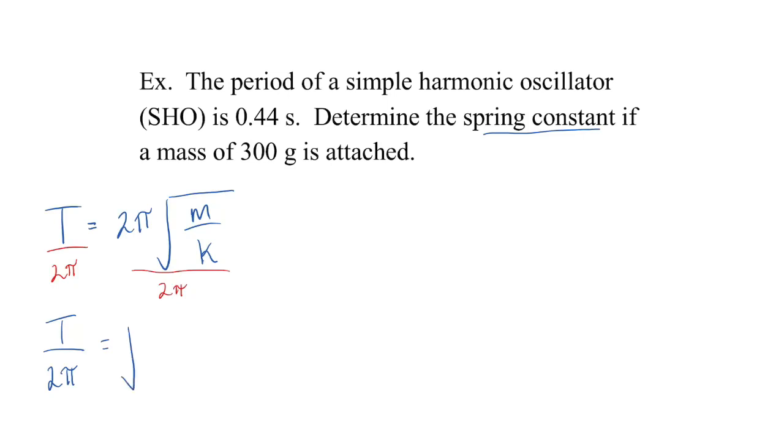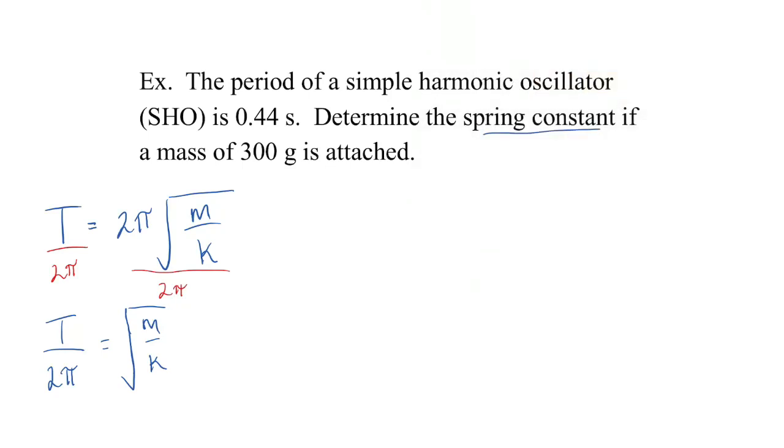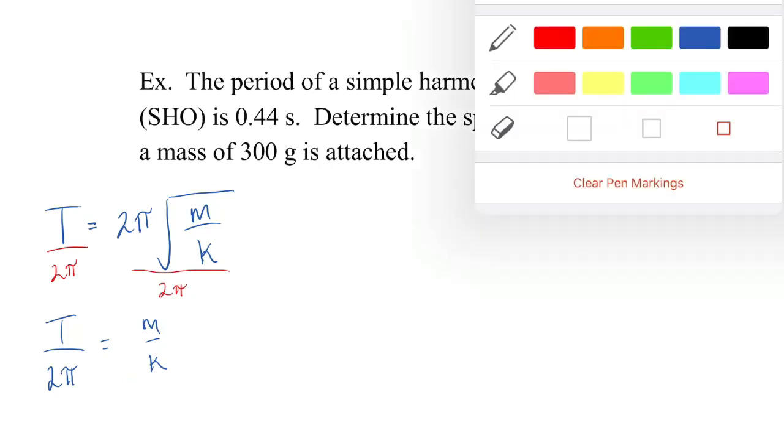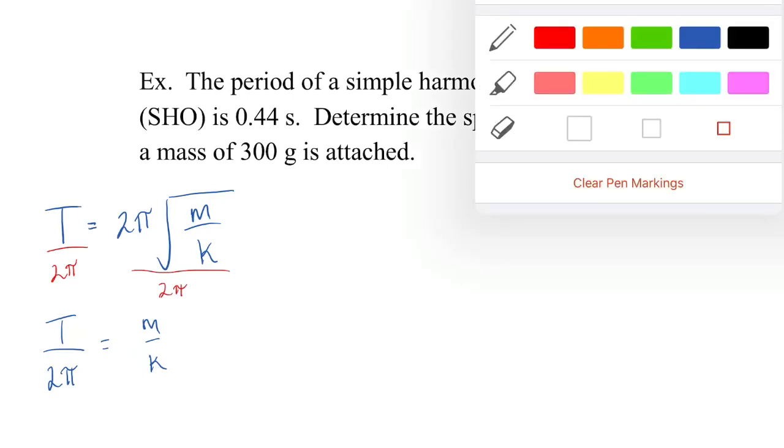So remember, my first tip was to make sure you divide both sides by 2 pi first, and then I get T divided by 2 pi is equal to the square root of m over k. And let's go one step further. We need to square both sides to get rid of the square root, so I'm actually going to do that right now. I'd square it and the square root would go away. So let's say that we already did that.